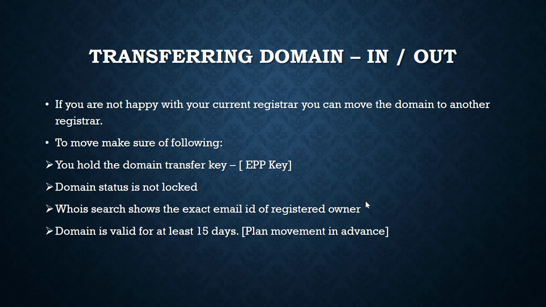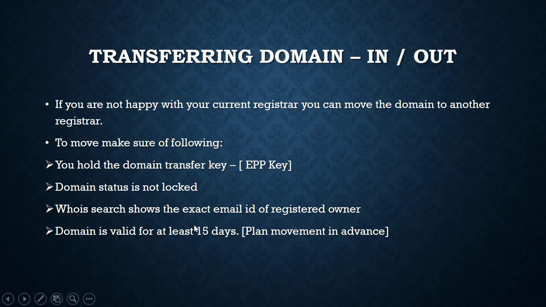Now for example, you are not happy with your current registrar. What can you do for transferring a domain from one registrar to another registrar? So you need to make sure of the following. First thing, you need to get the EPP or domain authorization code from the previous registrar. Then just unlock the domain status so that you are free to move it to another registrar.